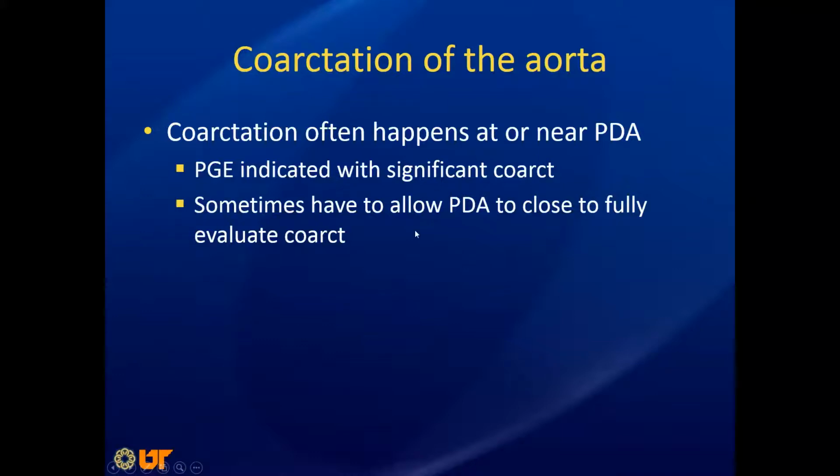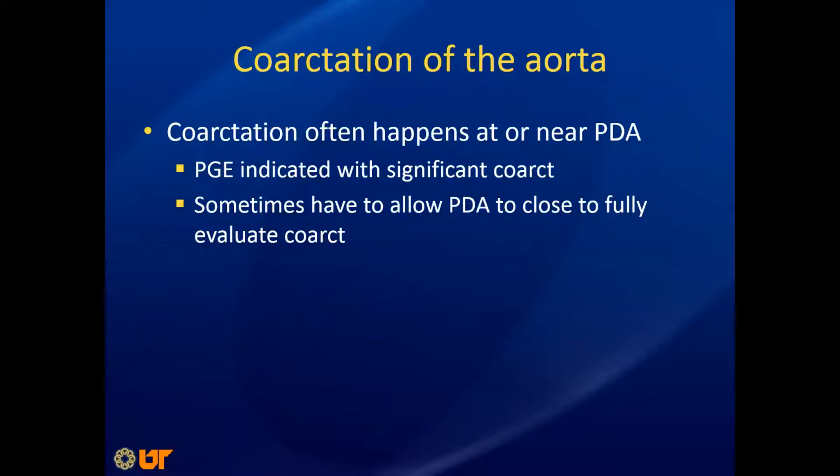And then, just like we talked about, sometimes you have to allow that PDA to close or nearly close to fully evaluate it. So if you know about it and you're kind of watching it in the NICU and you're doing relatively frequent echoes to see what that looks like as the PDA closes, if it gets nearly closed and it looks like, ooh, that coarctation is going to be significant, you just start prostaglandins, the PDA gets bigger, and you're good.